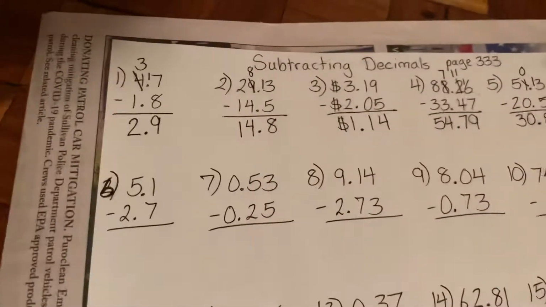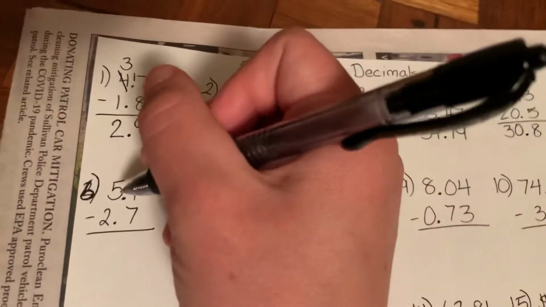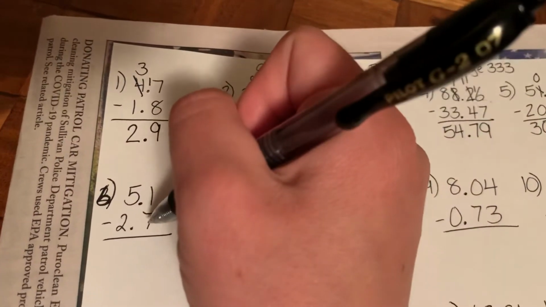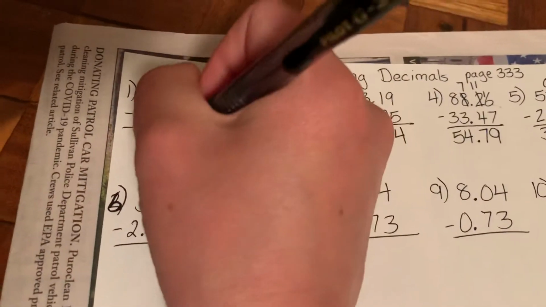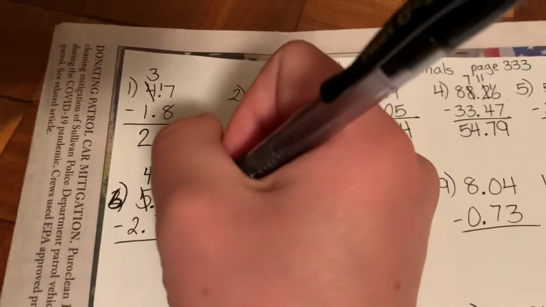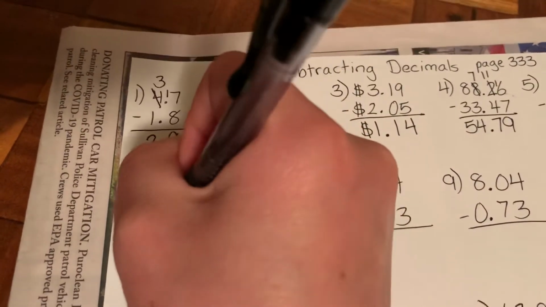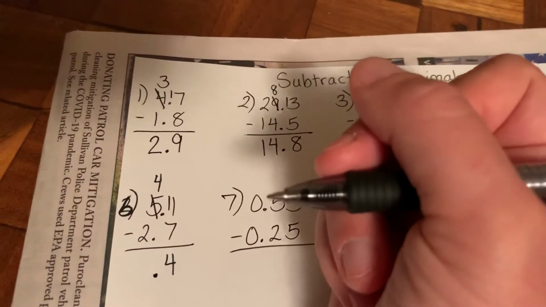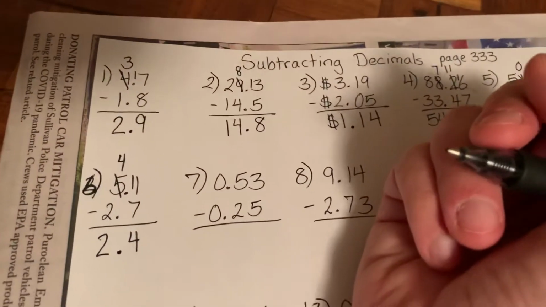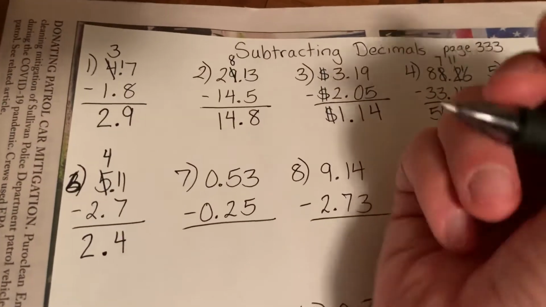Number 6, 5.1 minus 2.7. 1 cannot take away 7, so I borrow from the 5, make it a 4. Now I have 11 minus 7, which is 4. Bring down your decimal. 4 minus 2 is 2. So your answer is 2 4/10, or 2.4.